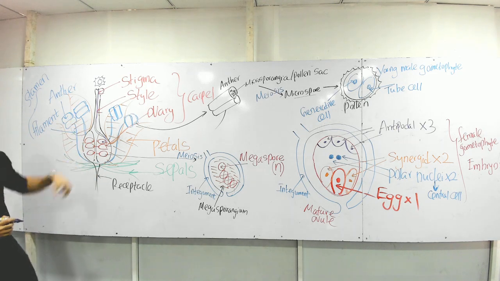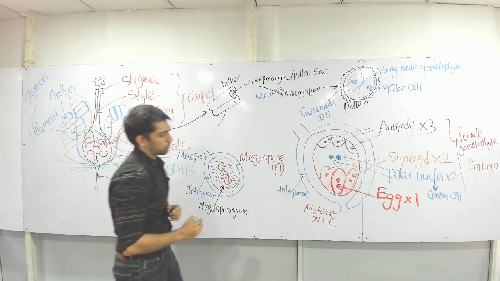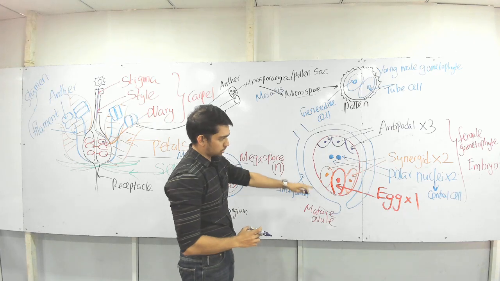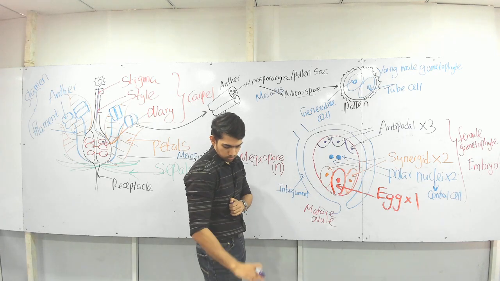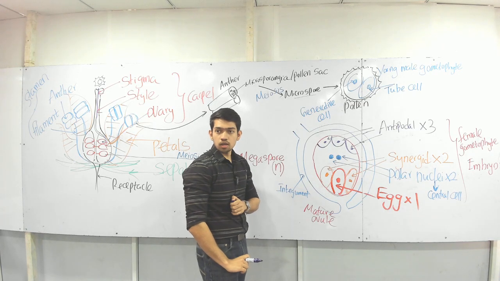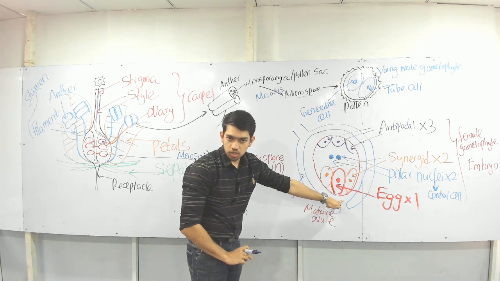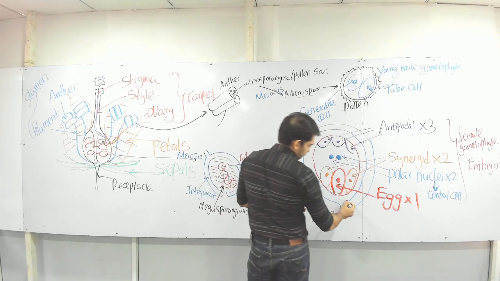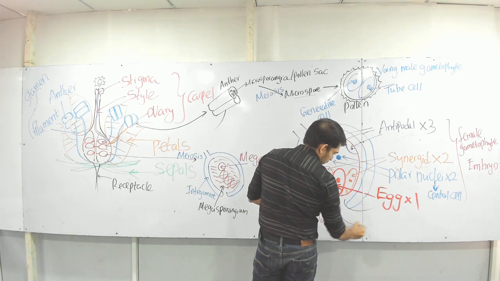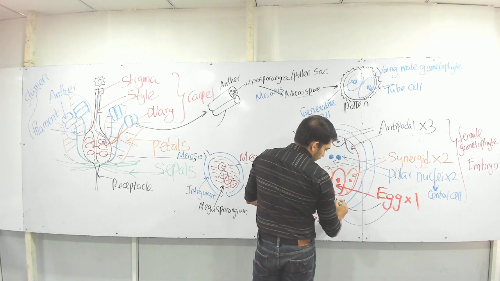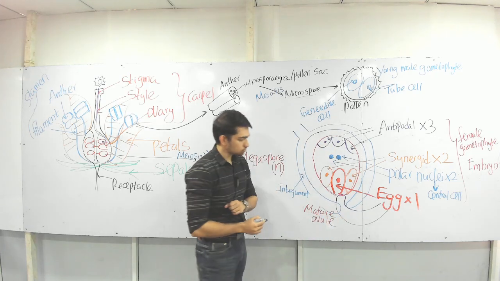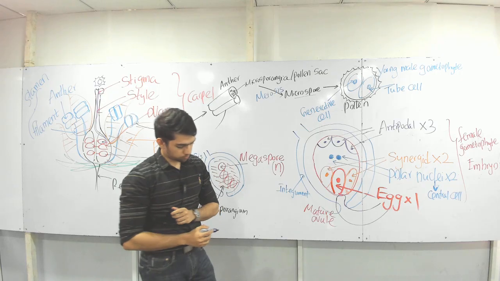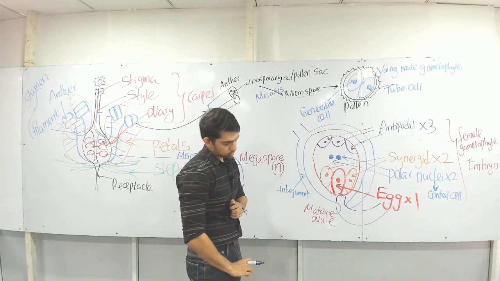Pollen tube is going to grow through what? Style. Pollen tube is going to grow through the style and go into the ovule through what? Through what is this opening? Micropyle. Through the micropyle the pollen tube is going to go inside. So I won't draw the full pollen tube, right? This is the pollen tube. It's going to go inside the micropyle, reaching the female gametophyte. Okay. Then what's going to happen?